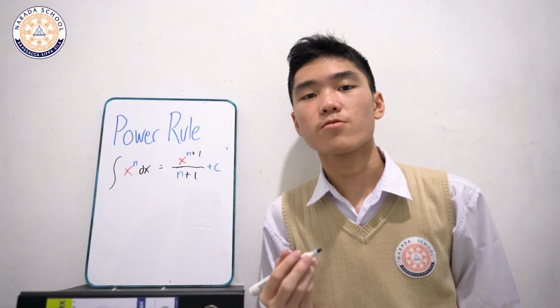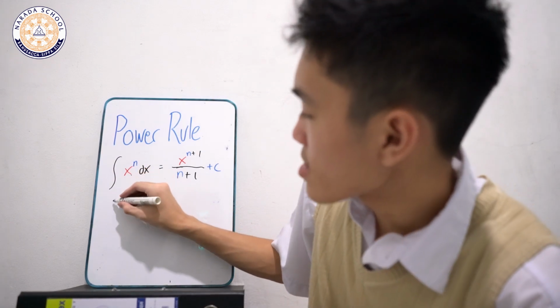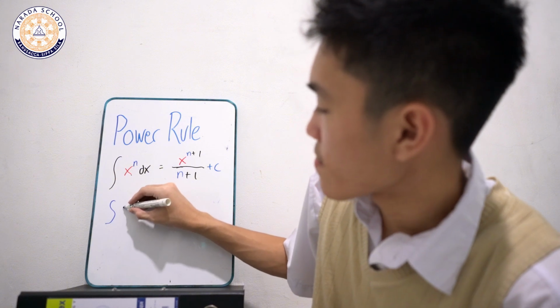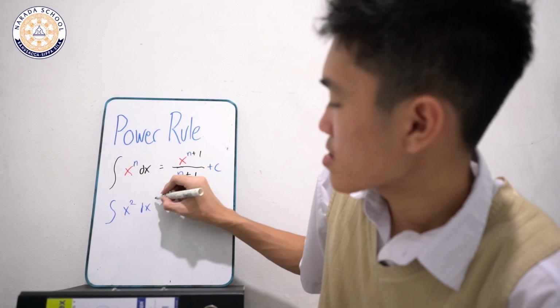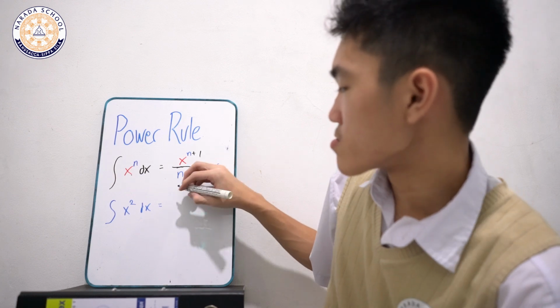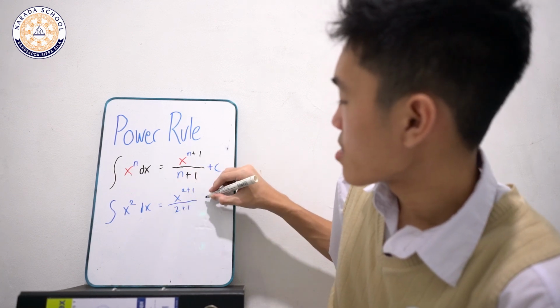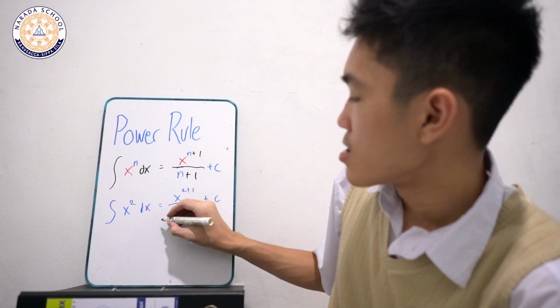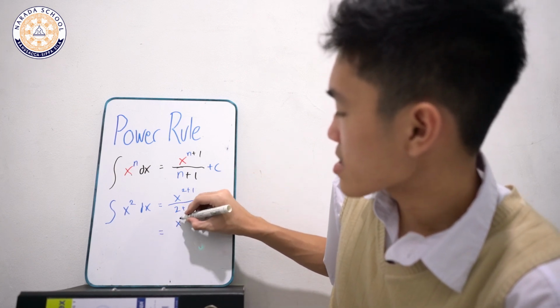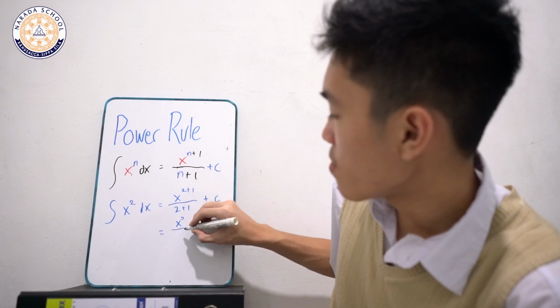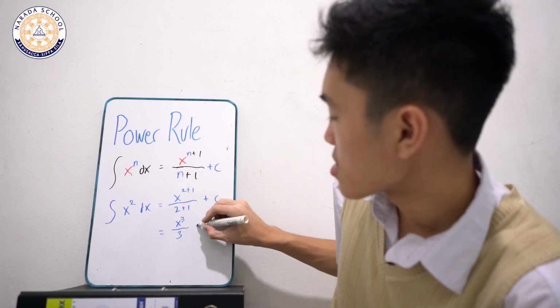Okay, let's look at a quick example. So if you have the integral of x to the power of 2 dx, then it will be equal to x to the power of 2 plus 1 over 2 plus 1. And don't forget plus c. And that will evaluate to x to the power of 3 over 3 plus c.